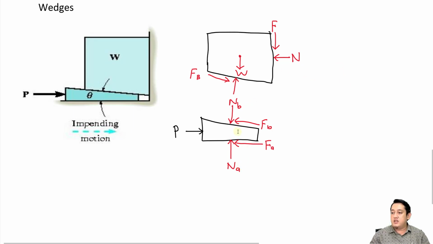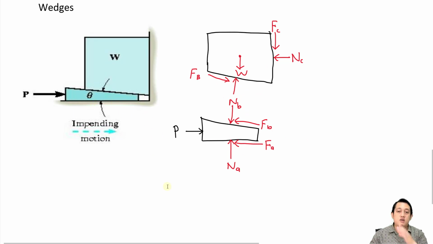Okay, what about the labeling? This one is A, this one is B. So this one should be a different normal force, so we can label it as C. C, and this one is also C. So this is how you draw the free body diagram when we have a wedge.